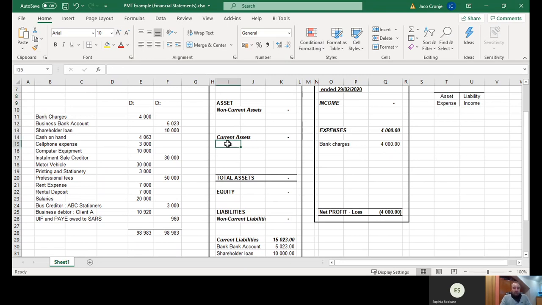So under current assets, we're going to have petty cash, and that is 4063. Right. Okay, next one.